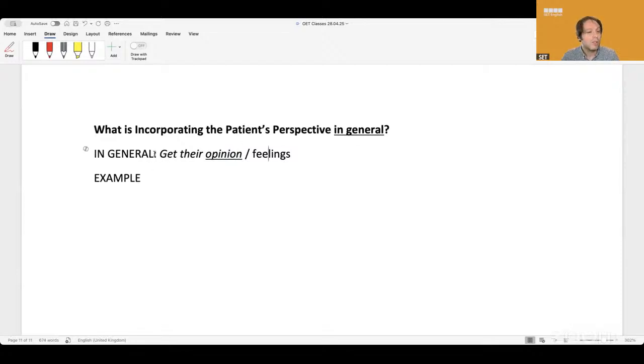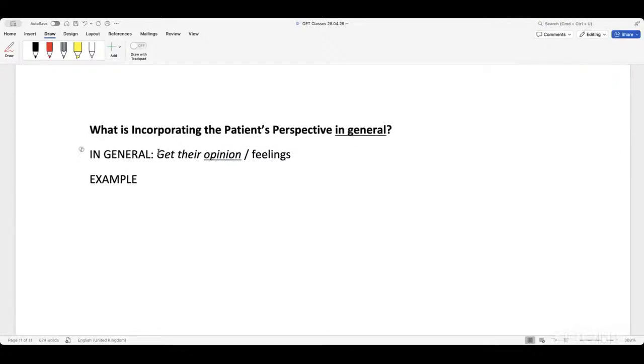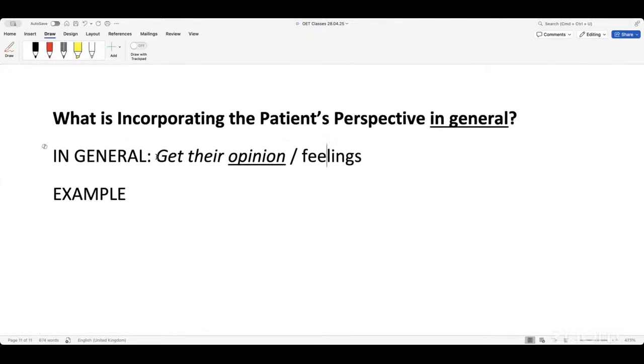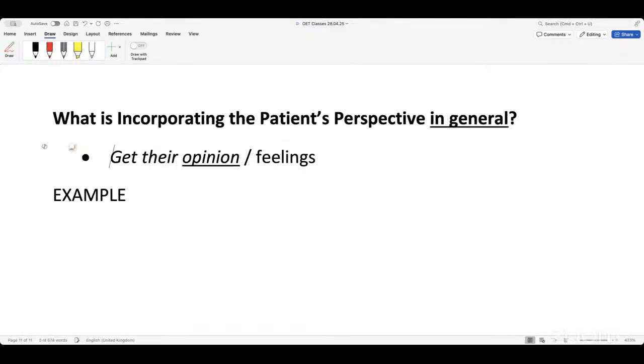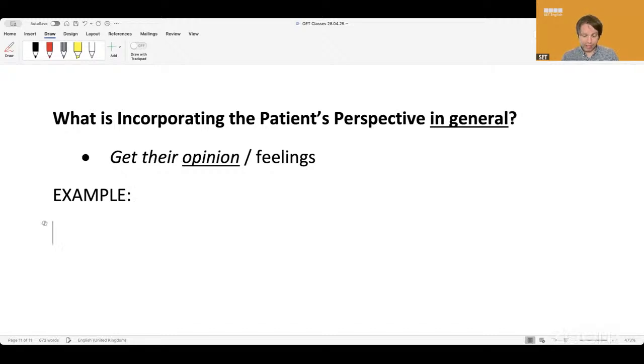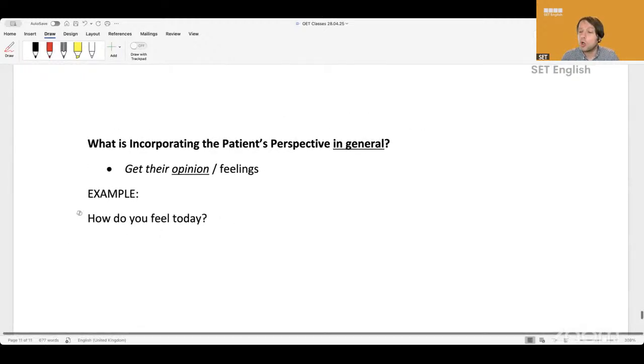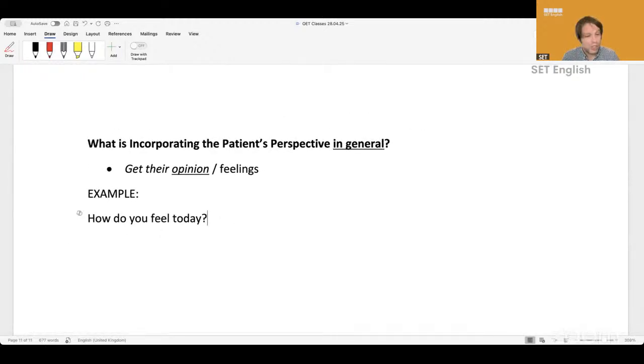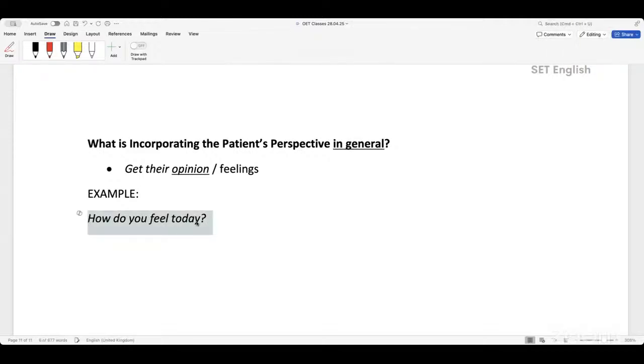Mashid, could you give me an example? The simple question is, how do you feel today? So how do you feel today? Is she right, guys? Is this an example of trying to incorporate the patient's perspective? Is she right? Yes. I think so. What else can we do though?